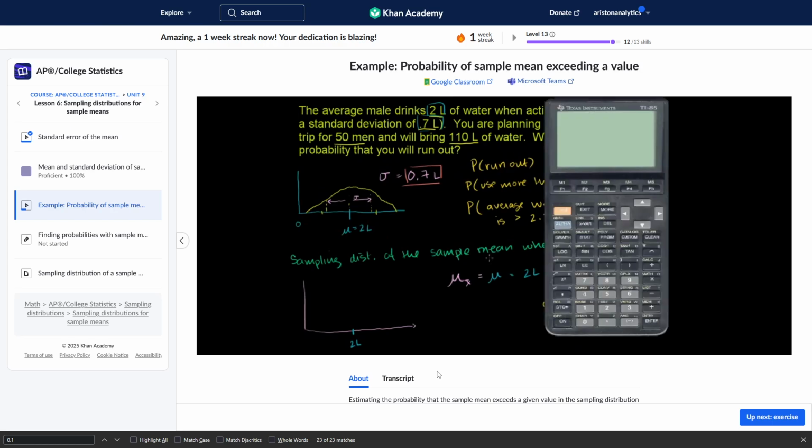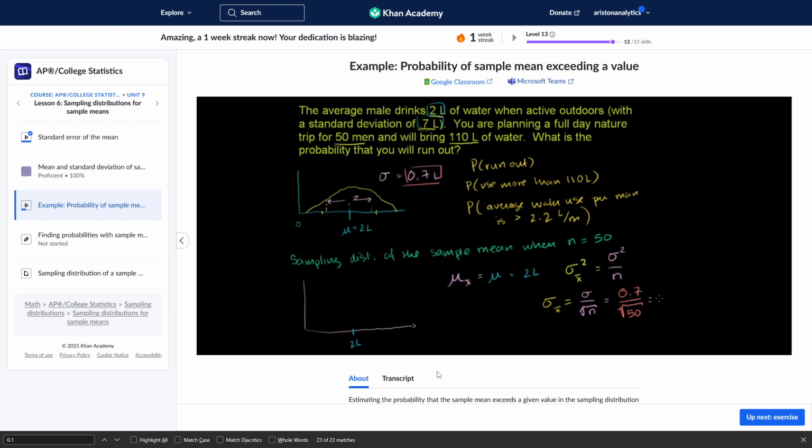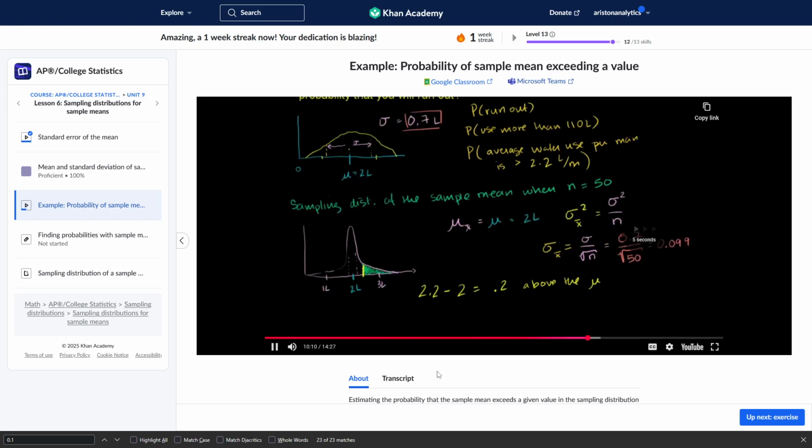Now let's figure out what that is with the calculator. So we have 0.7 divided by the square root of 50, which is pretty close to 0.099. So I'll just write that down. So this is equal to 0.099.